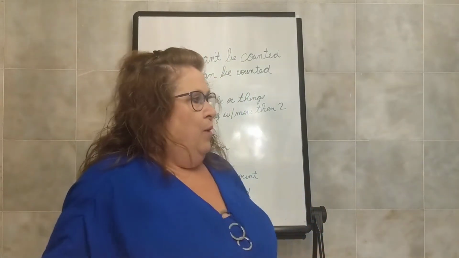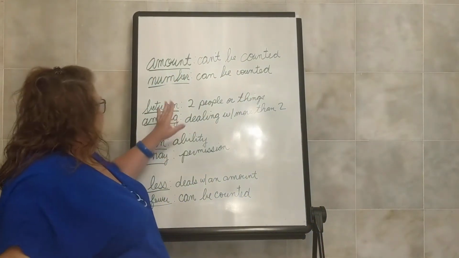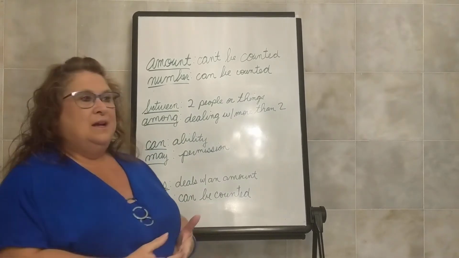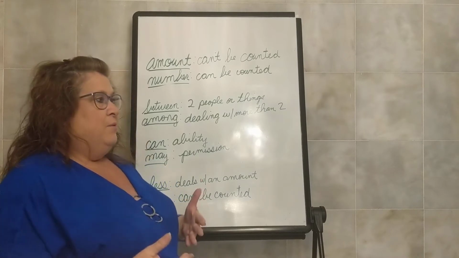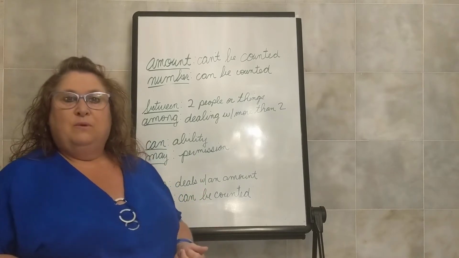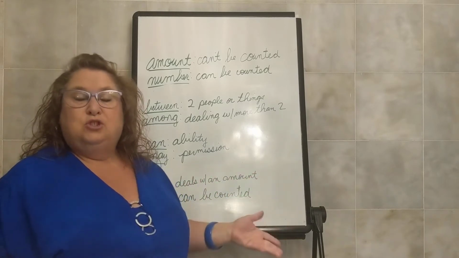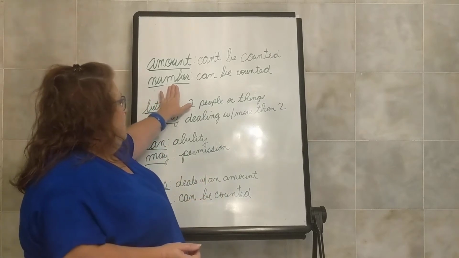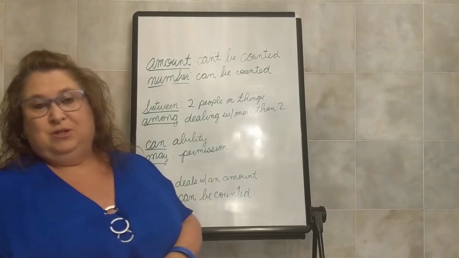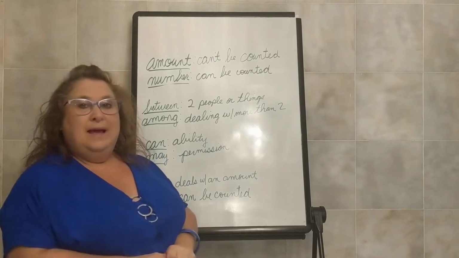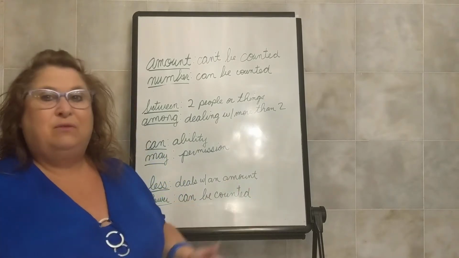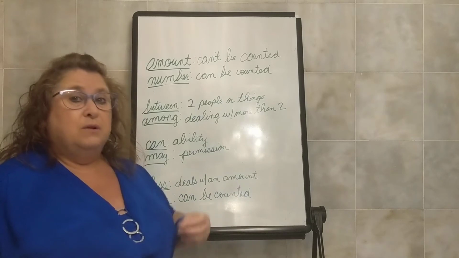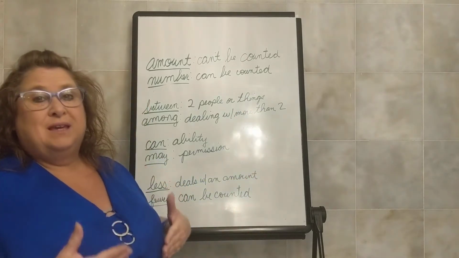Okay, so we want to use the word amount when we're talking about something that can't be counted. Like if I want to know how much sugar I need for a recipe, I would say, what amount of sugar does the recipe call for? Now, we use the word number if we're talking about things that can be counted. If I want to know how many Legos are in a box, I wouldn't say, what amount of Legos are in that box? Because Legos can be counted. Sugar cannot be counted. So I use amount when I'm talking about something that can't be counted.